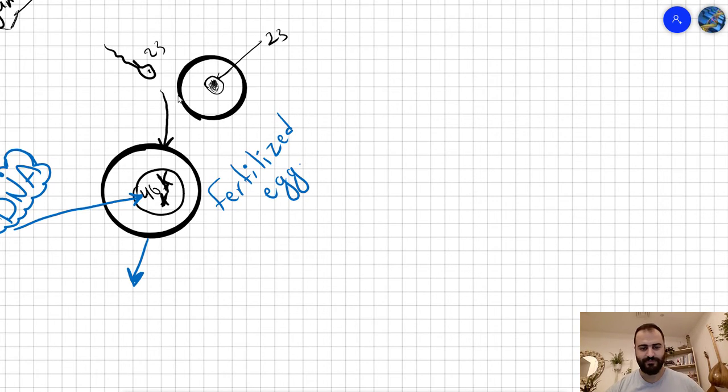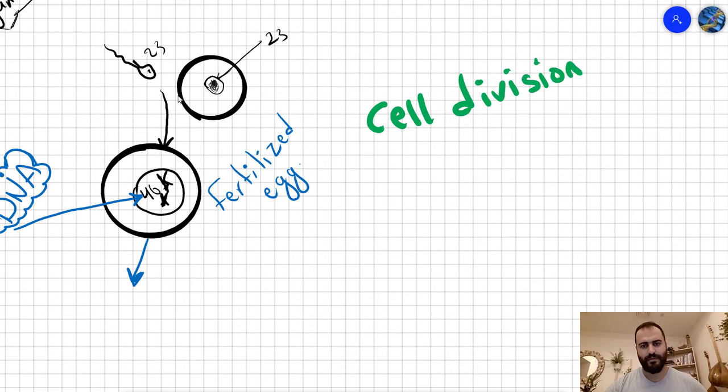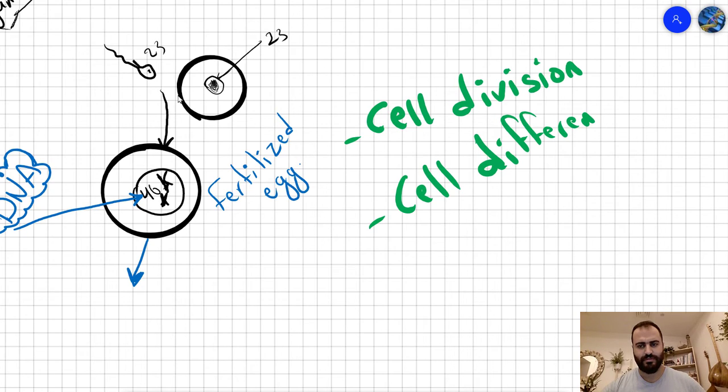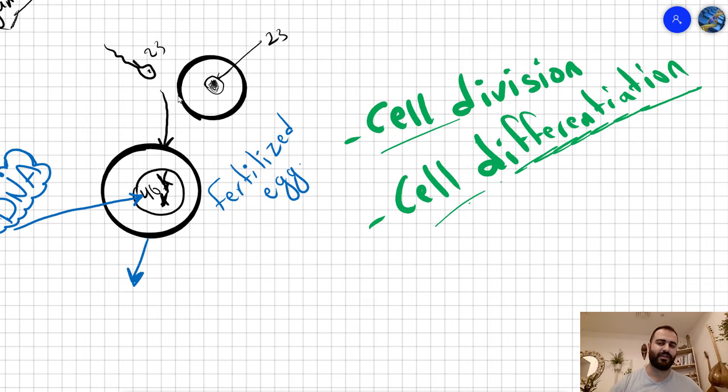The first one is cell division. The other one is cell differentiation. So cell division is simply cells dividing to produce more cells. They multiply and then they divide. And cell differentiation is that while the cells are dividing, they produce new types of cells.